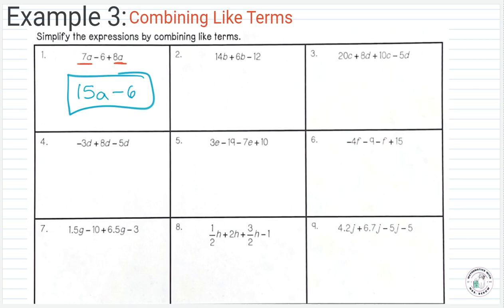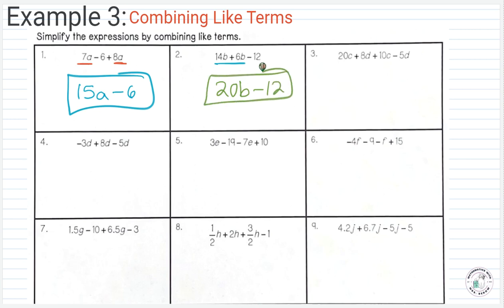Second one, 14b plus 6b minus 12. Same idea as the previous one. I'm not writing that -12 as plus negative because that -12 has no other constants to combine with. The terms that we can combine are the 14b and the 6b. So 14 plus 6 is 20. So we're going to have a total of 20 b's and then minus 12.